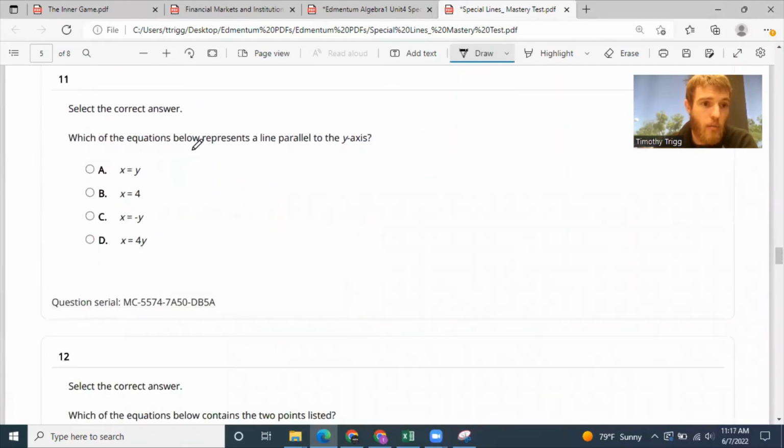Which of the equations below represents a line parallel to the y-axis? So this one's kind of similar. When we think about our x and y-axis, the y-axis is vertical. So if I'm looking for a line that's parallel to the y-axis, it would also have to be a vertical line. So which of these would produce a vertical line?